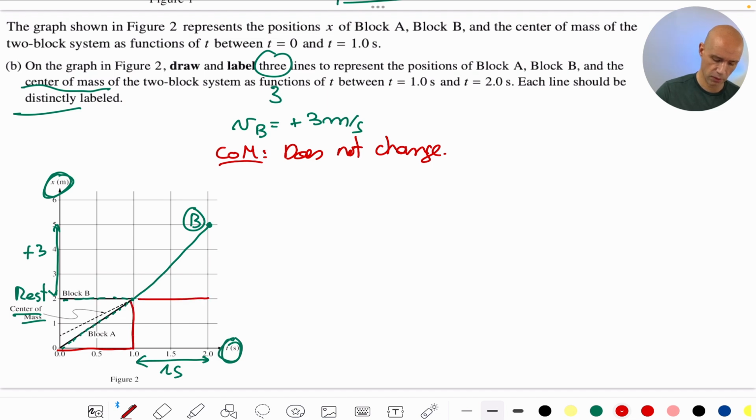So in 1 second, it goes up by 1 meter. Or by 2 meters, sorry. So you have this, right? Well, let's do it right. Basically, it doesn't change. So what you have to do is simply follow this line.